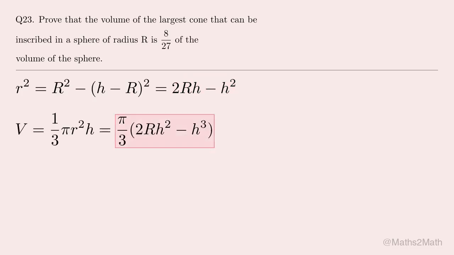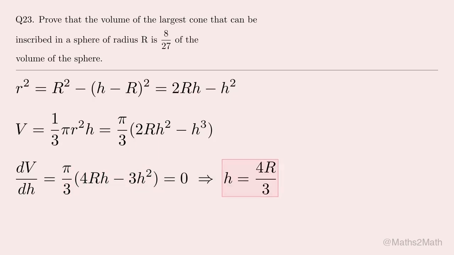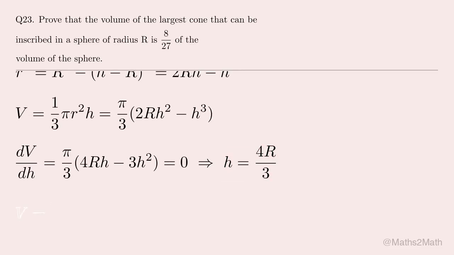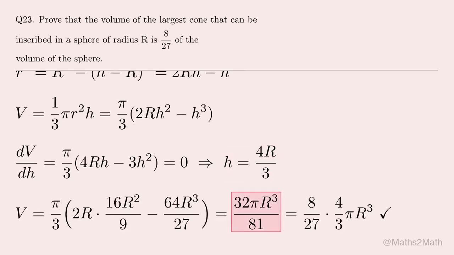The volume becomes a cubic in h. Differentiate, the maximum sits at h equals 4/3 r. Substitute back. The volume is 32 pi r cubed over 81, which is exactly 8/27 of the sphere's 4/3 pi r cubed.